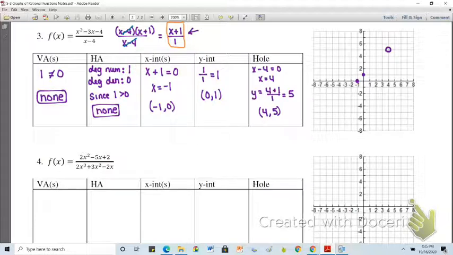From here, I could go to my graph if I needed more points or if I just wanted to see what it looks like. In this case, it is a straight line because x plus 1 over 1 is simply x plus 1. Therefore, it is a line with a hole in it. So I take a ruler and connect my points and draw my line.